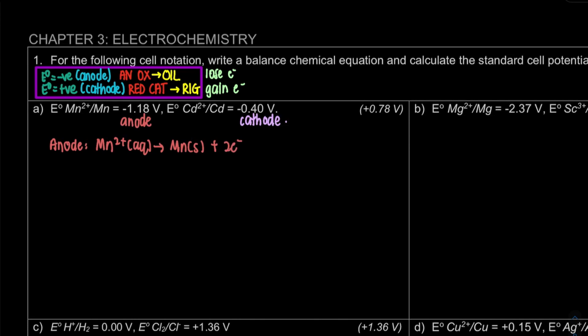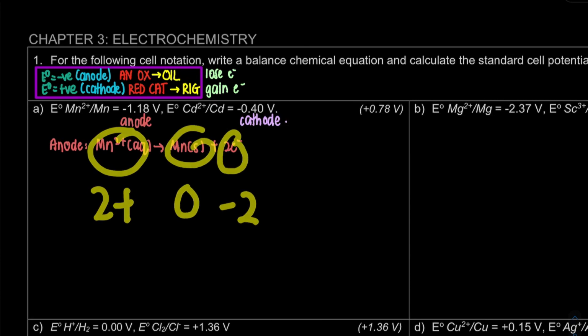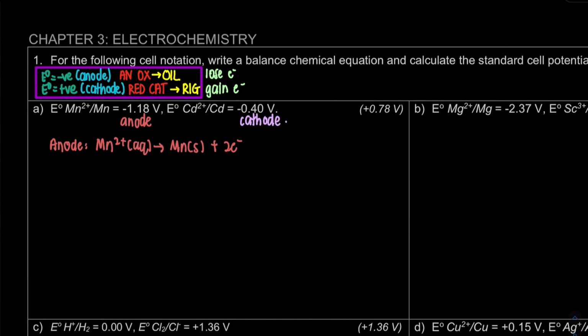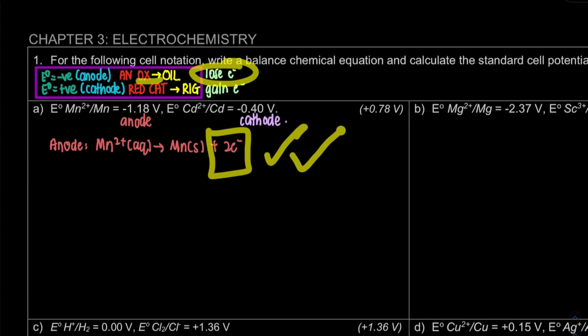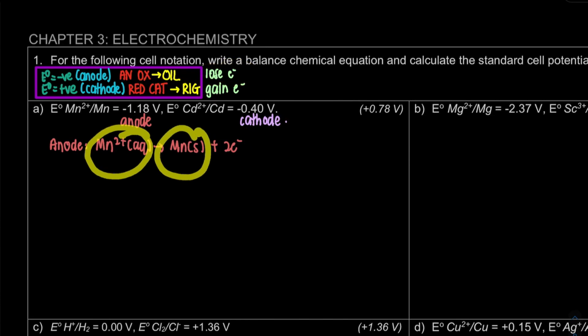Next, the equation seems correct where we have a 1-to-1 ratio of manganese. But what we have to do next is check the charge. Is it balanced? On the reactant side, we have positive 2. Here we have 0. Here we have negative 2. So how to make the equation balance? Since at oxidation it must lose electrons, our electron here, we're just going to keep it there. What we're going to do is swap between these two. We're going to swap the position of these two. We're not going to change the electron, because oxidation, lose electron, means the electron is in the product. So I'm just going to swap the position.